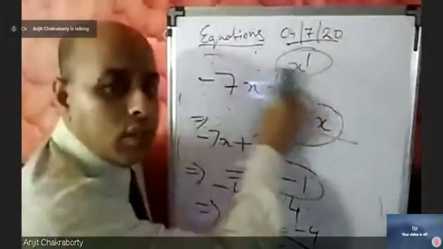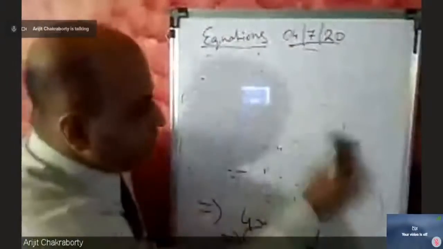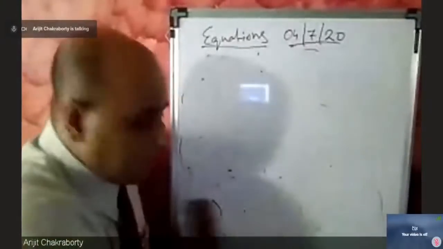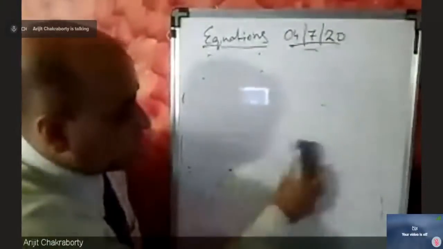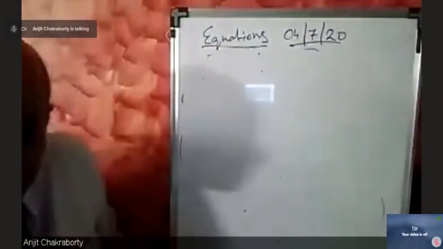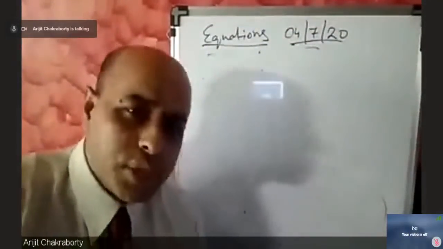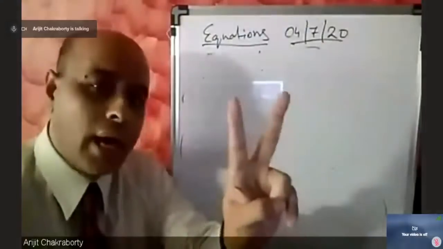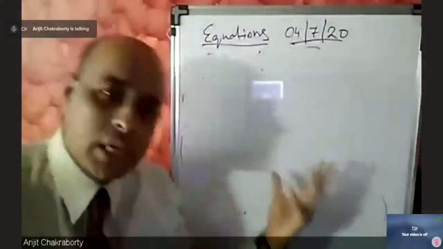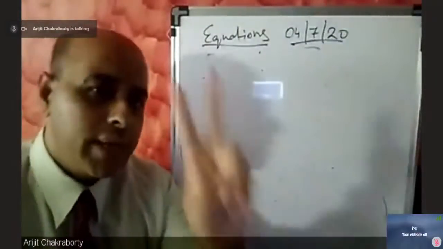Now we move on to problem number 2. I hope you are following. I hope you are understanding the type of equations which we are going to deal with. We have already discussed linear equations. We have seen quadratic equations where the power is 2, and we have seen cubic equations where the power is 3. So now let us take up example number 2.